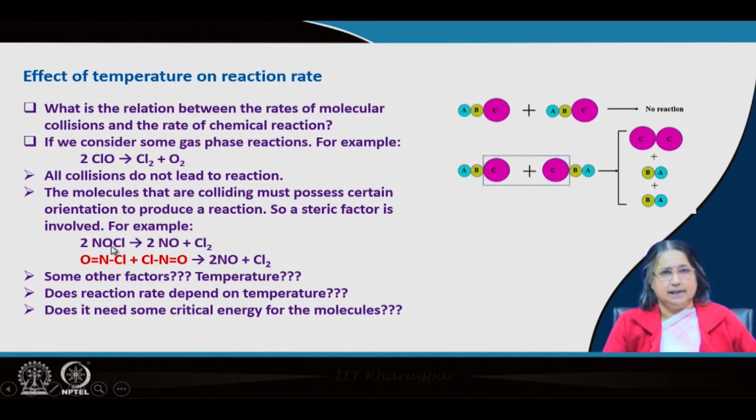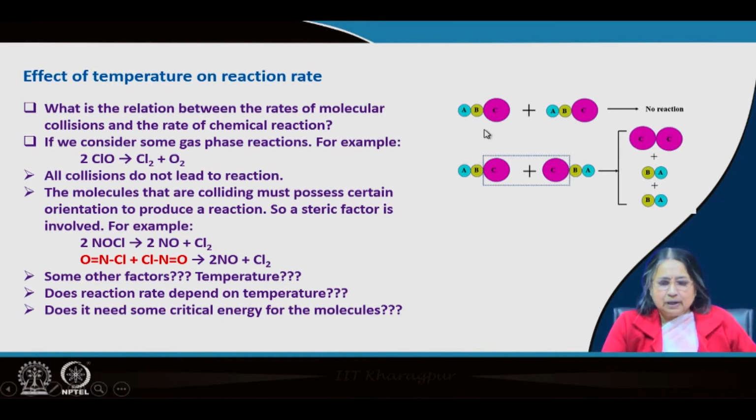For example, NOCl is decomposed to NO and Cl2. Here we can see that if we write in this fashion, there is a bond between nitrogen and chlorine, and in the product there is the chlorine-chlorine bond. So this bond has to be broken, and the bond between two chlorines should be created. If this has to happen, then how should the collision be?